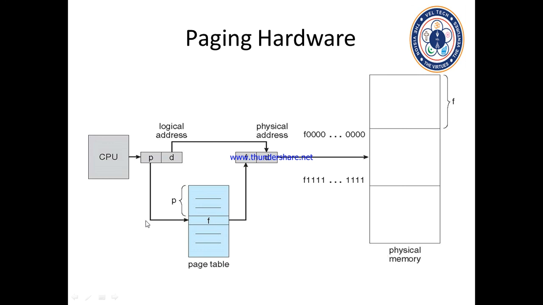So for the corresponding page number, the frame number is generated and combined with the offset to find the address in the main memory. We get the address in the main memory by combining this frame number plus the offset. So this is the hardware implementation of paging. It is helpful for referencing which page number of a particular process resides in which frame number of memory. So that's all for this paging.